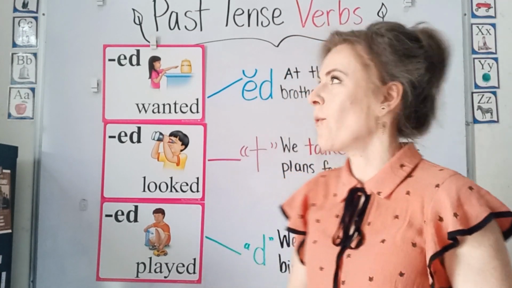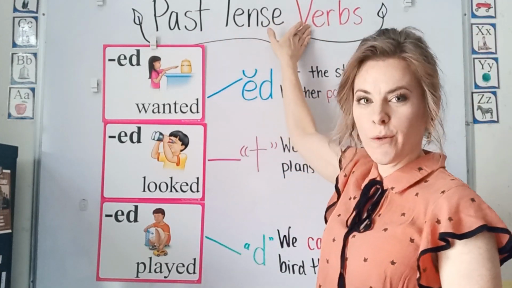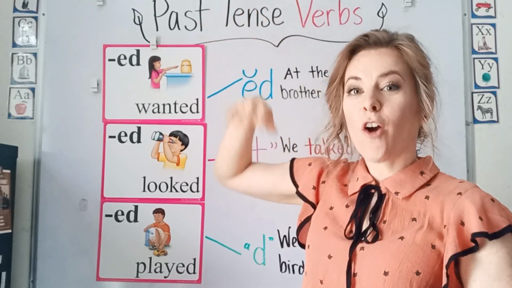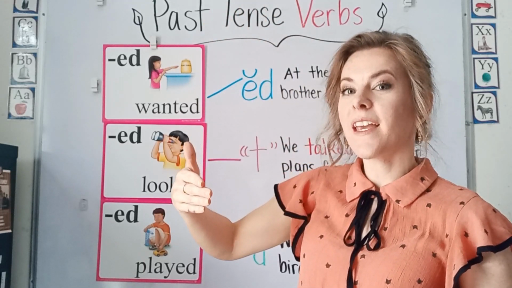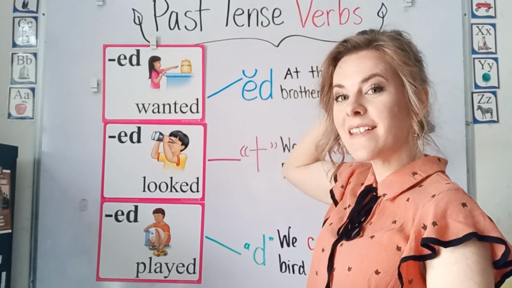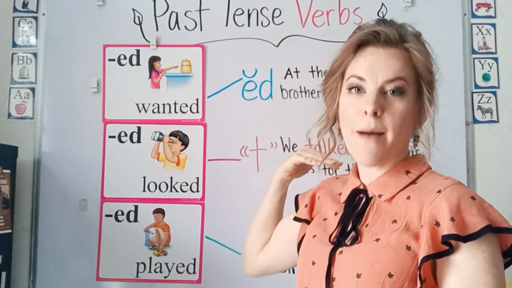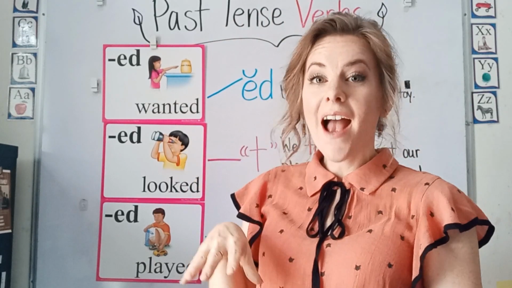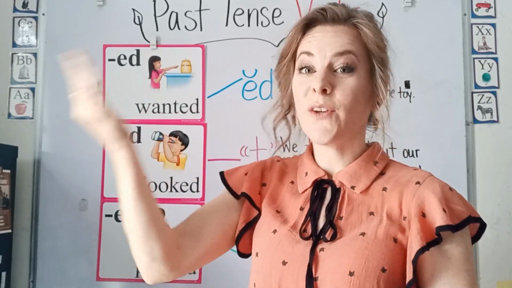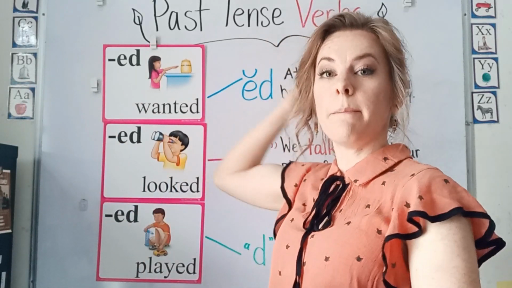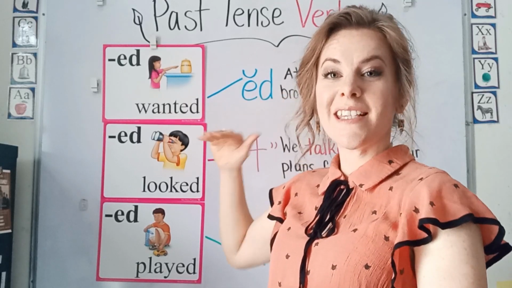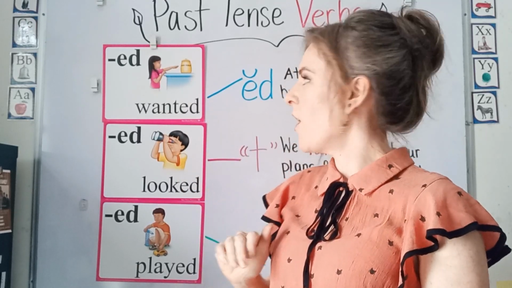Students, today we're going to talk about past tense verbs. Remember, past tense verbs are verbs that tell us about something that has already happened, okay? It's not happening now. It's not something that's going to happen in the future. It's something that has happened in the past. It's already happened. It's done, and it's over, and it's finished, okay?